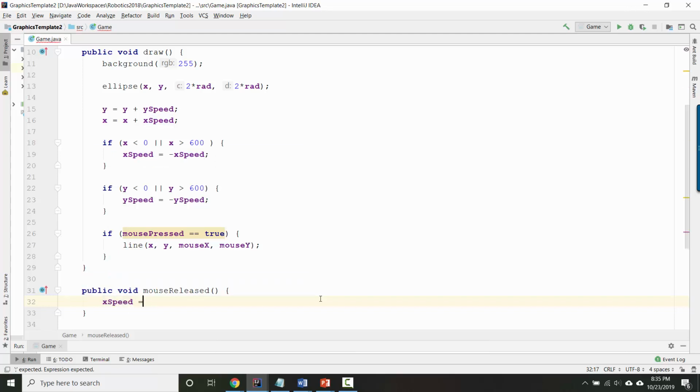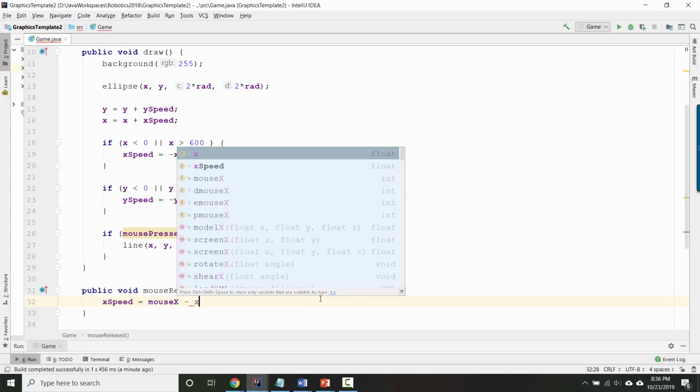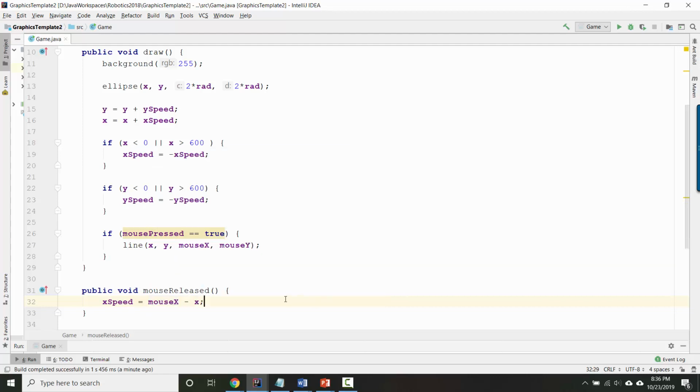new value. And I want to figure out what value will send the ball in the direction of the mouse. So if I look at the difference in the x coordinates, so if I start with mouse x and I subtract the x coordinate of the ball, that's going to set my speed to be the direction that the ball needs to move in to get to the mouse. This is going to end up being way too fast, but let me just illustrate. Same thing for the y coordinates.